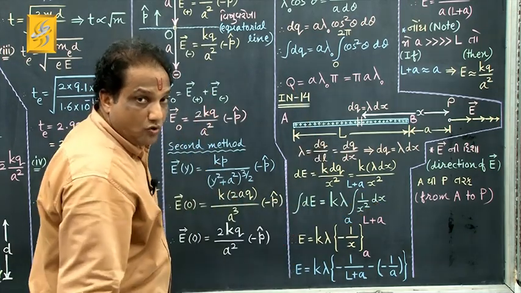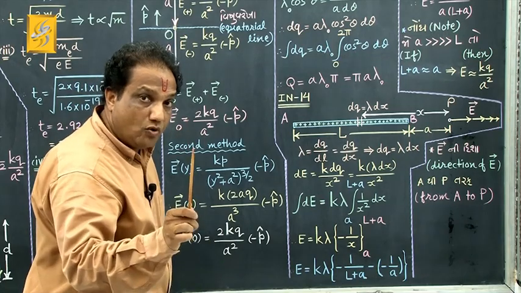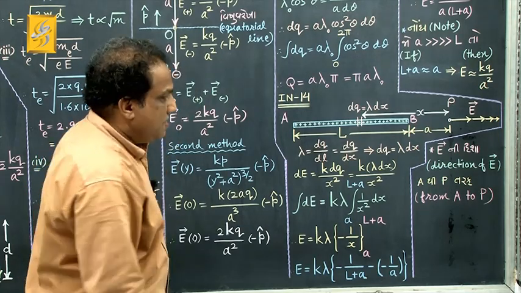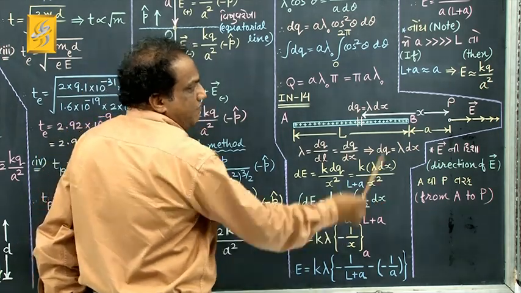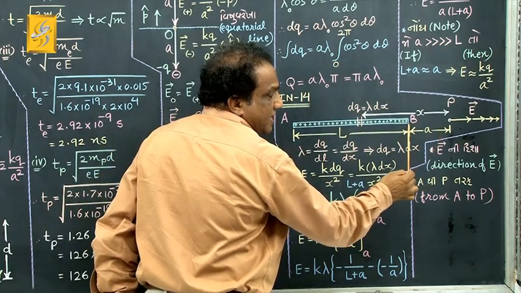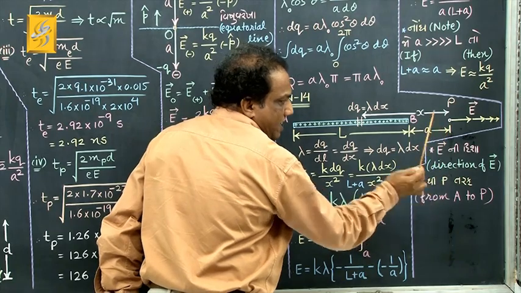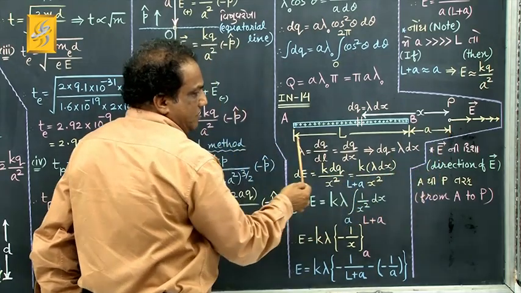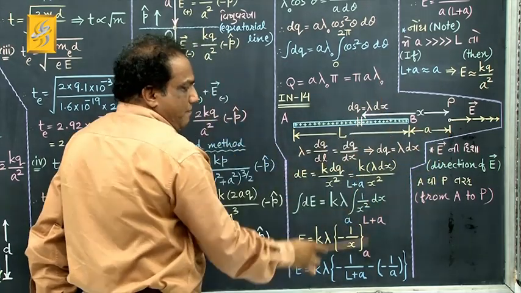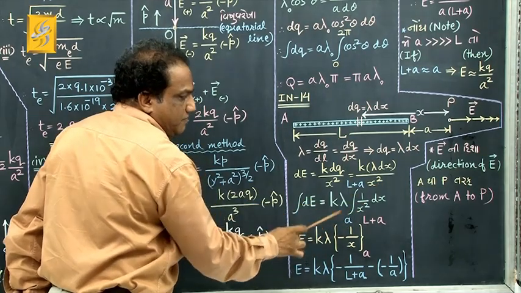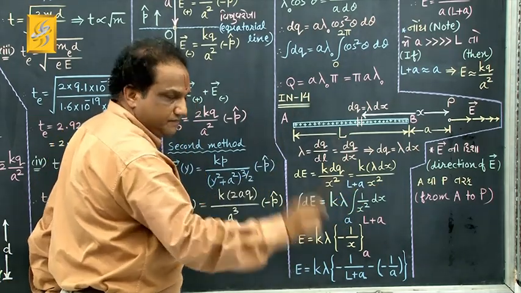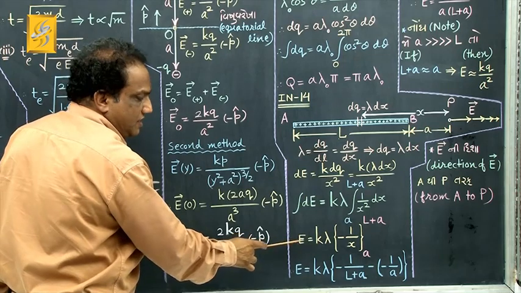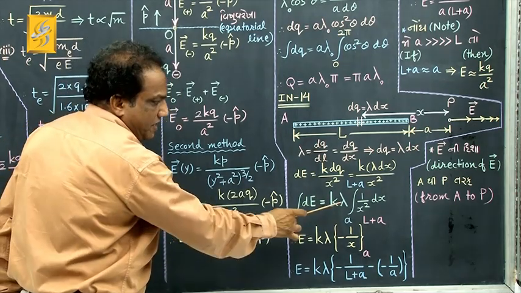Wait, just now I told you, whenever you take integration, the lower limit is the minimum value of the variable and the upper limit is the maximum value of the variable. Right now the variable is x, and the minimum value of x is for the right end, which is small a, and the maximum value of x is for the left end, which is L plus a. Got it? When you take integration of the partial electric field, naturally you will get the resultant electric field, that is capital E. K lambda as it is.